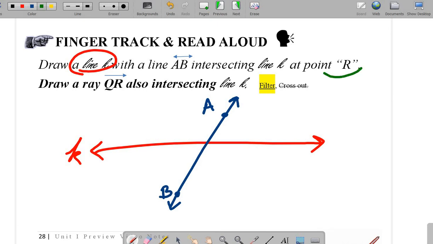At a point R, draw a ray intersecting. Now this one was tricky because it says QR. That means Q is the end point and R is the arrow point.